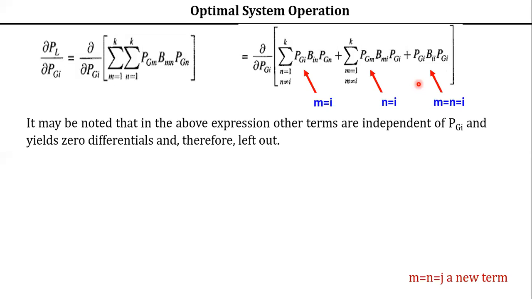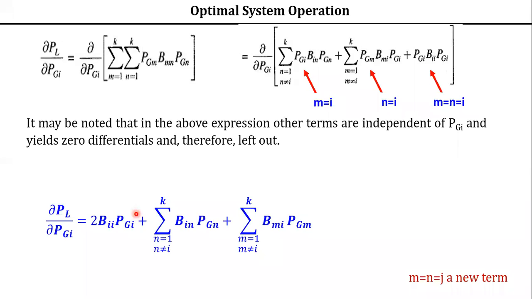Now you take the partial derivative of this one. Now you see PGI, BII, PGI. That means this is PGI square into BII, isn't it? When you take the derivative of that, you will get 2 PGI into BII. This is the term for this one.